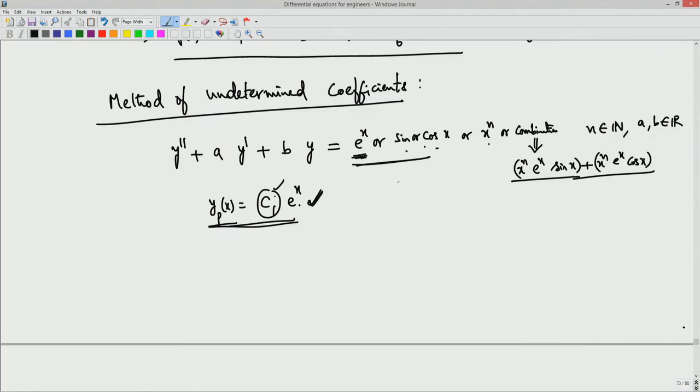Okay, and for the annihilation method, let us take a simple example: y'' + a y' + b y = e^x. Let me give you this.